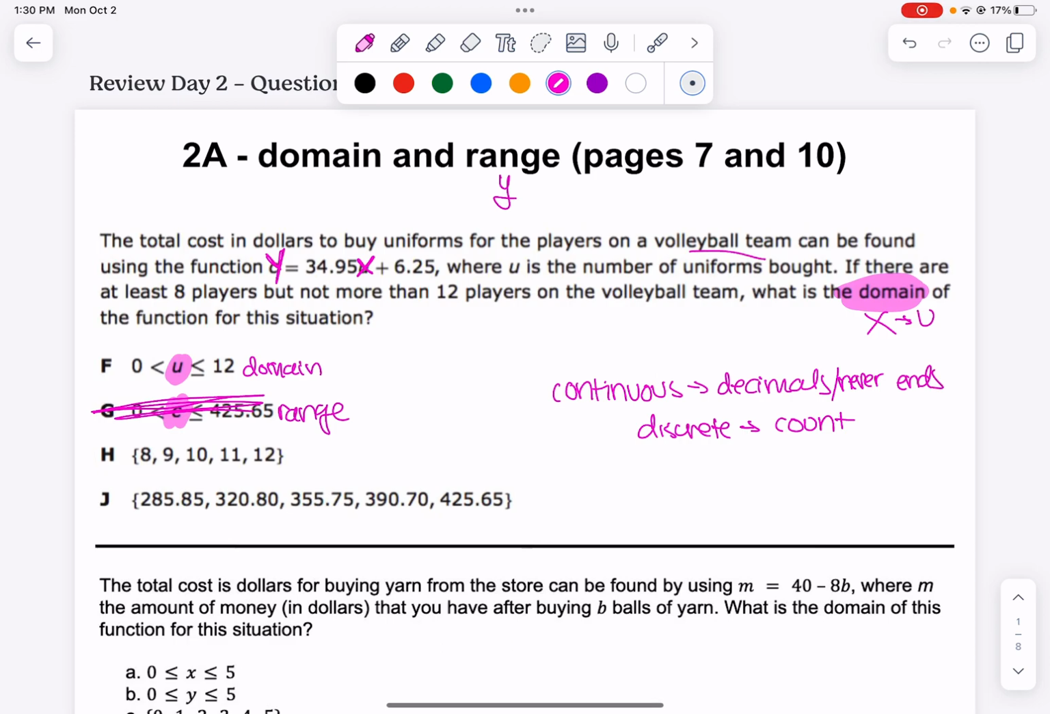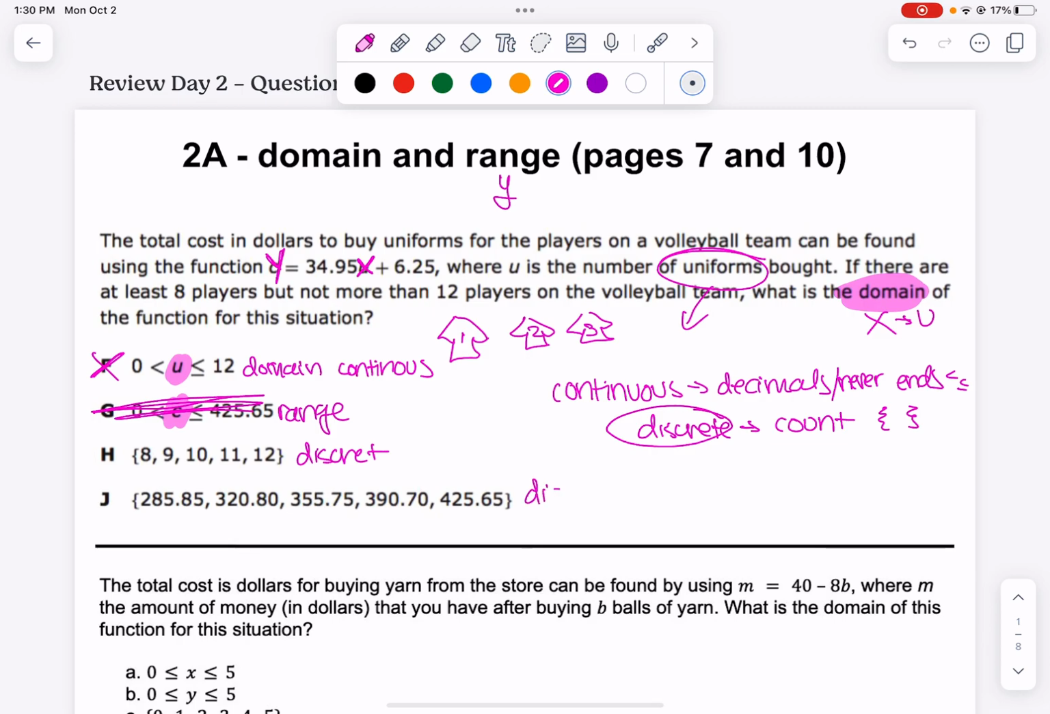So for this, we have uniforms. We cannot have half of a uniform, so we know we have to count the uniforms. 1 shirt, 2 shirt, 3 shirt. So that means it's going to be discrete, and discrete is always these little weird brackets. Continuous is going to have the inequalities. So now that I know that F is continuous, which we can eliminate because we know my answer is discrete. This is discrete. And then this is discrete. So my answer is between H and J.